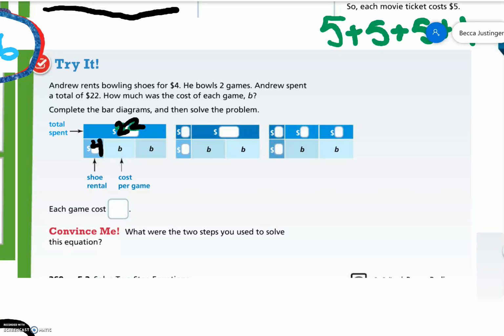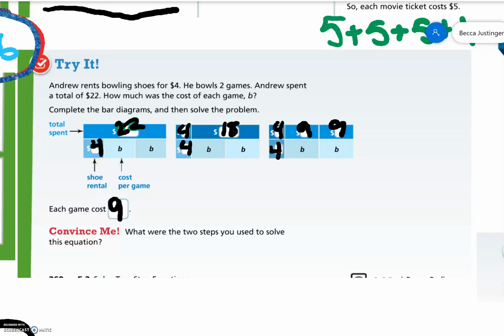So to break this up, I know the bowling shoes are $4, so I'm going to take that $4 out of the price of $22. So 22 minus 4 is 18. See how on the top we didn't change it, we just broke 22 up into 4 and 18. So the 4 stays with the 4 to be the bowling shoes. Now let's break up the bowling games. I know he paid a total of $18 for 2 games, which must mean that each game was $9.